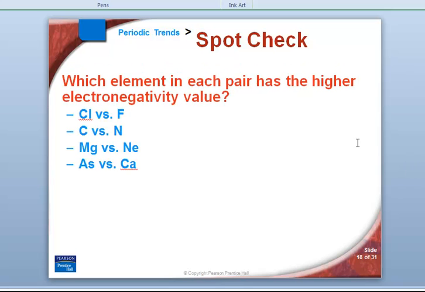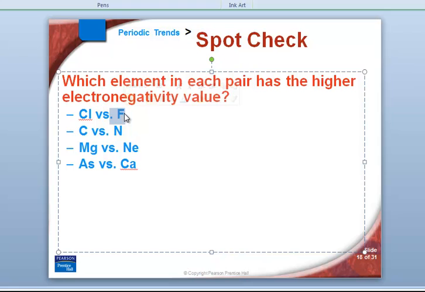Finally, let's talk about electronegativities. For each of these pairs, if we're going to compare one element versus the other, which element has a higher electronegativity value? Okay, so for the first one, chlorine versus fluorine, they are both in group 7A, and fluorine is higher, it's above chlorine, and as you remember, electronegativity values go down as you go down the periodic table. So therefore, fluorine would have a higher. And don't forget, fluorine has the highest electronegativity value of any element in the periodic table.